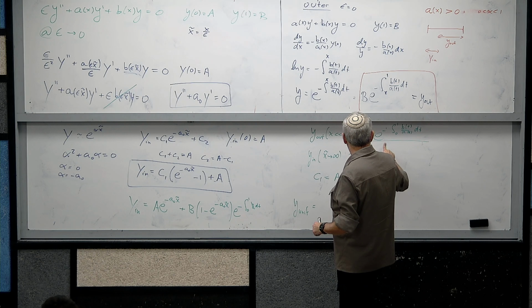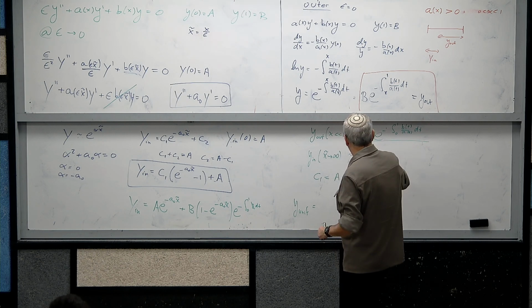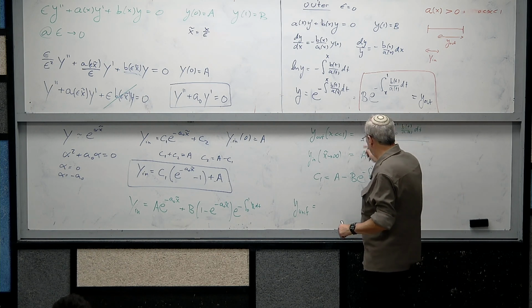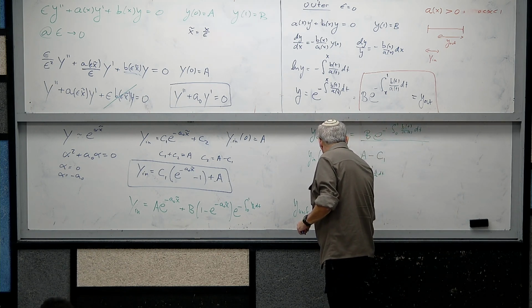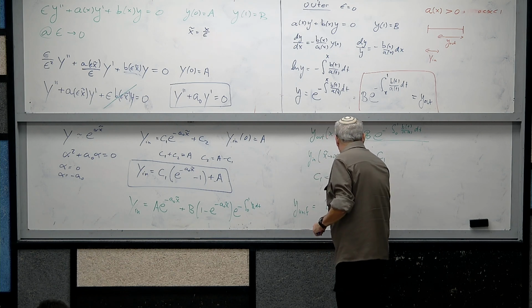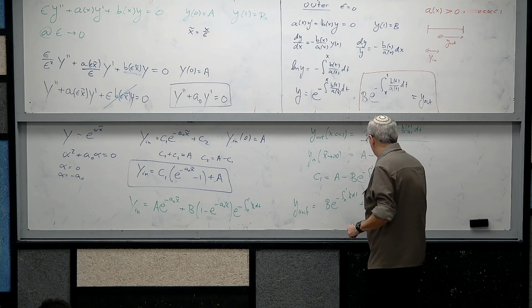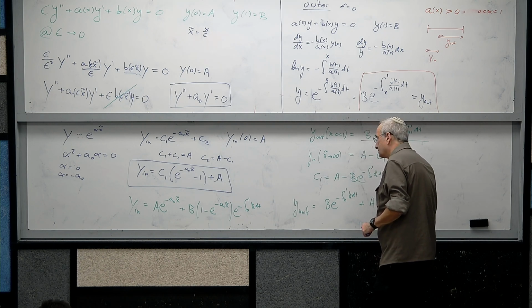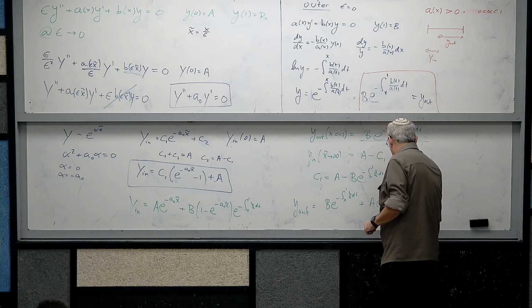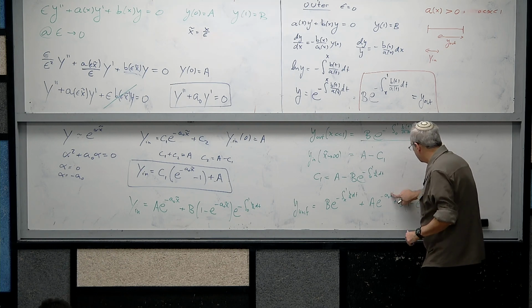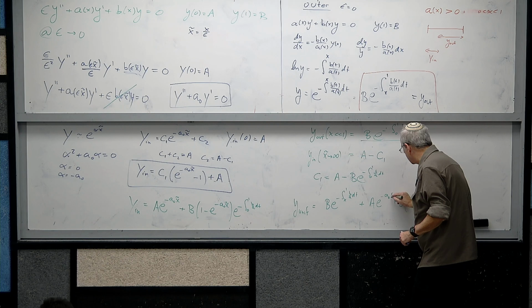Wait, no, this is y out. Okay? So y out is b e to the minus the integral from x to 1 of b over a dt, plus y in, which is a e to the minus a naught x tilde plus b times (1 minus e to the minus a naught x tilde). By the way, x tilde again, if I'm putting it here, it's x over epsilon.